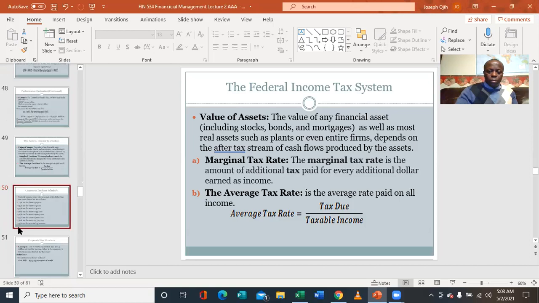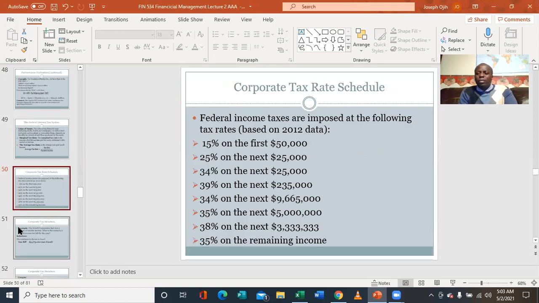Now, let's look at the federal income tax rates, or let me say the schedule or the table. There is a 15% tax on the first $50,000. Then for any additional income of 25,000, you have 25% tax on that. For an additional 25,000, you have 35% tax on that. For an additional 235,000, you have 39% tax. So the tax keeps going up, increasing, and so on and so forth.